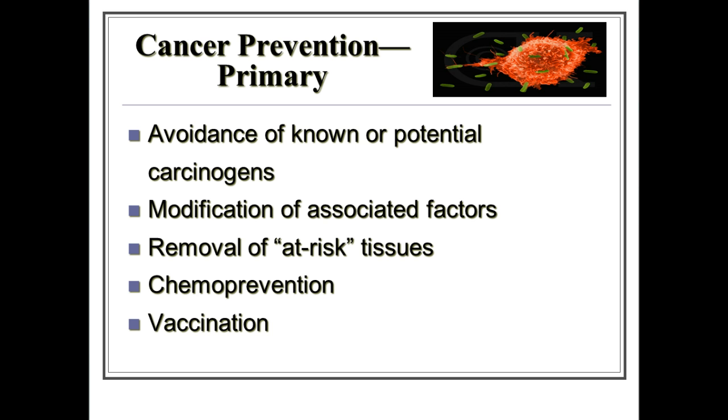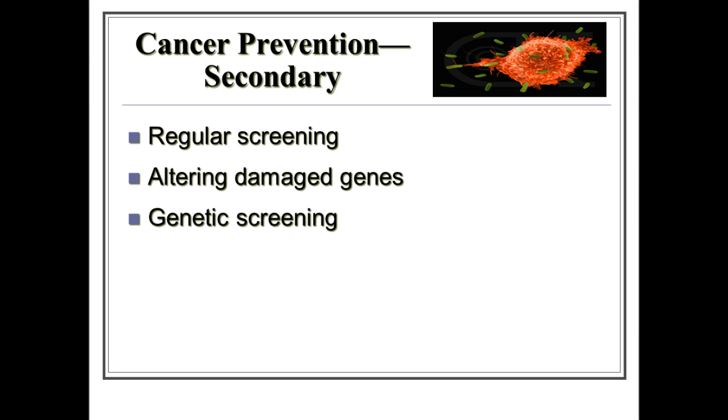T stands for thickening or lump in the breast or elsewhere. I is indigestion or difficulty swallowing. O is an obvious change in a wart or mole, and N is a nagging cough or hoarseness. So you can use the word CAUTION to help you know what to screen for, and a lot of the time that'll be a good thing to do. Okay.